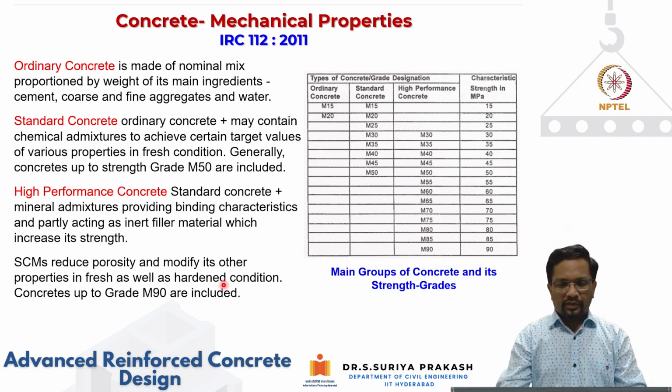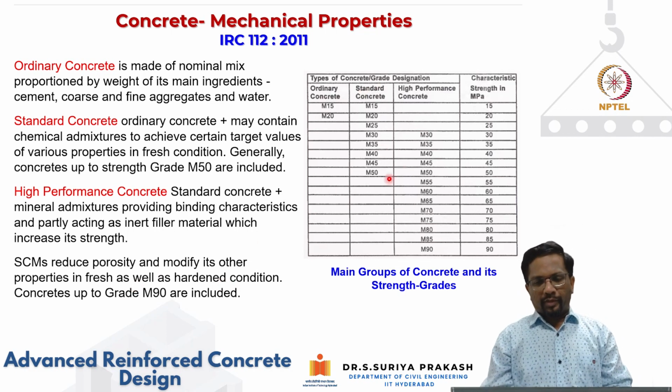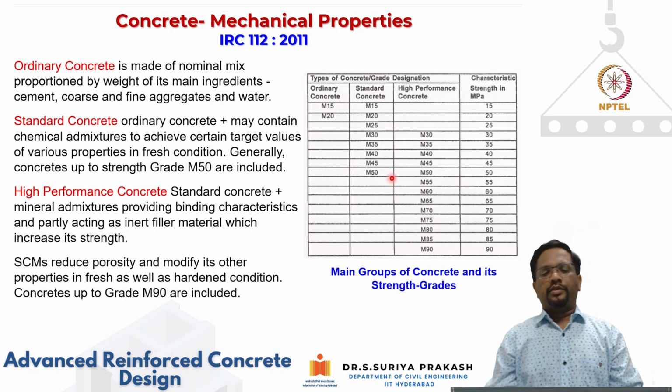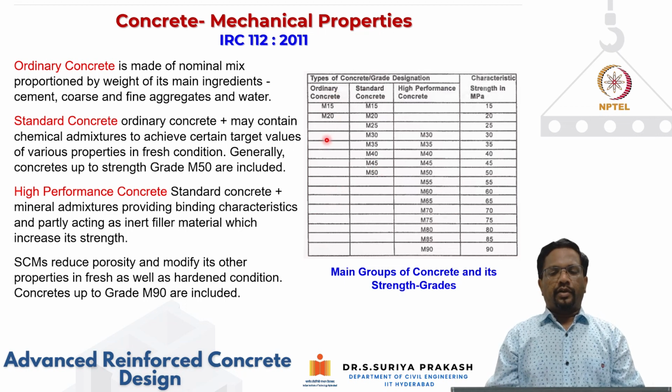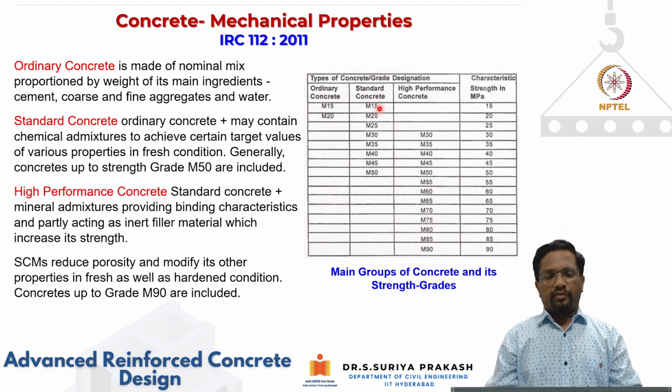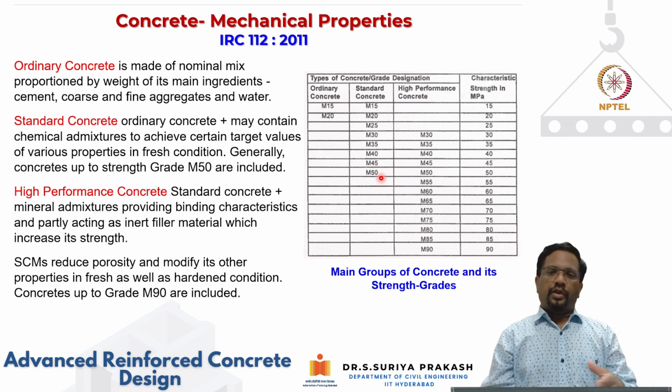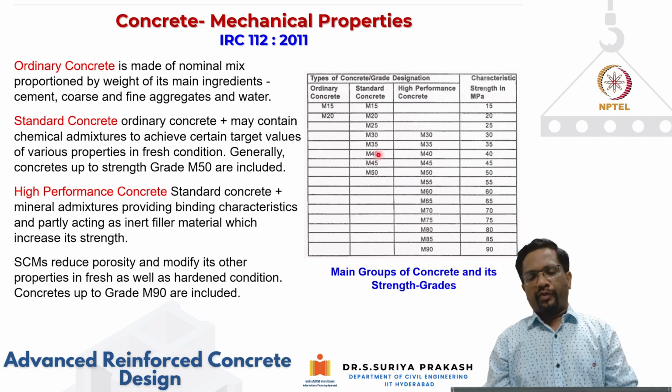If you see this table that is given in IRC 112, as explained, we have three categories. Ordinary concrete, which is only M15, M20. And for standard concrete, the concrete strength ranges from 15 megapascal to 50 megapascal. And if you go back and look at IS 456 also, it allows design provisions only up to 55 megapascal.